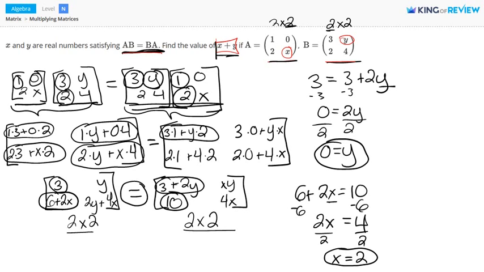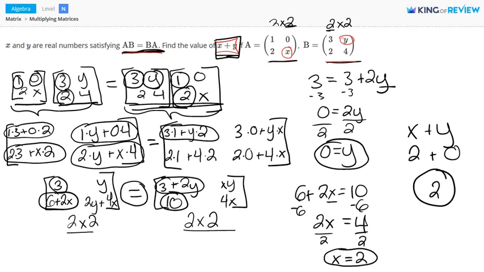We want to find x plus y. X is equal to 2, and y is equal to 0, and this equals 2. So the final answer is 2.